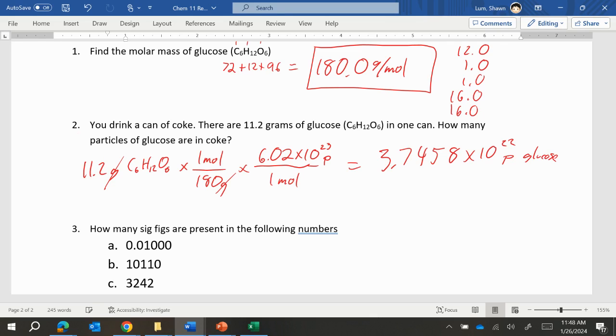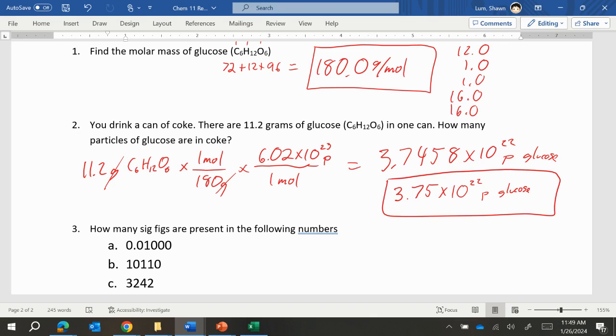Now, 3 sig figs, 4 sig figs, 3 sig figs. My answer should be in 3 sig figs. So it's going to be 3.7. That rounds up to 5 times 10 to the 22 particles of glucose.